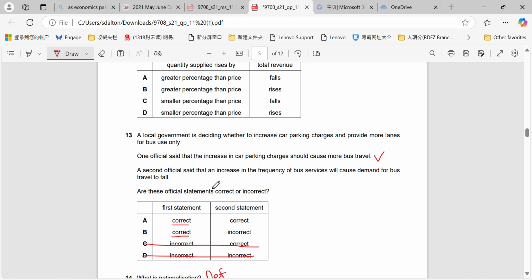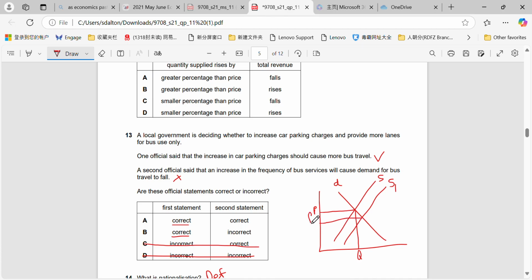Second official said an increase in the frequency of bus services will cause the demand for bus travel to fall. That is incorrect. And very simply, how do you know? Because if you have an increase in bus services, based on what you know from your demand and supply diagrams, if there is an increase in the supply of those bus services, we would have a shift to the right in supply, and therefore we would have a fall in the price, and we would have an extension in demand or an increase in demand. So it would not cause the demand to fall. So therefore that second statement is incorrect.